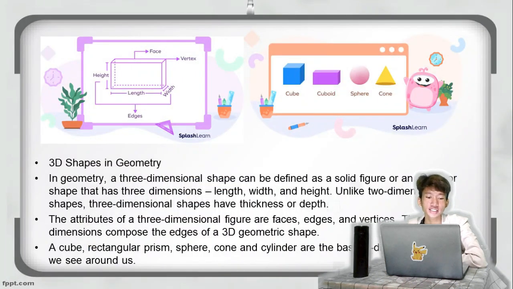Next, 3D shapes in geometry. In geometry, a three-dimensional shape can be defined as a solid figure or an object or shape that has three dimensions: length, width, and height. Unlike two-dimensional shapes, three-dimensional shapes have thickness or depth. The attributes of a three-dimensional figure are faces, edges, and vertices. The three dimensions compose the edges of a 3D geometric shape. A cube, rectangular prism, sphere, cone, and cylinder are the basic three-dimensional shapes we see around us.